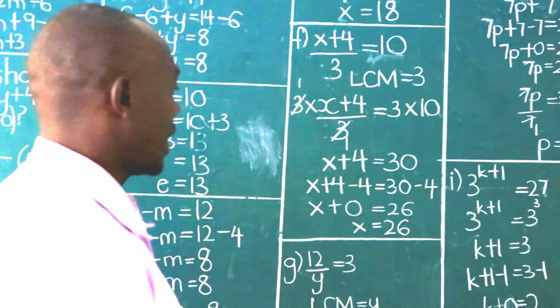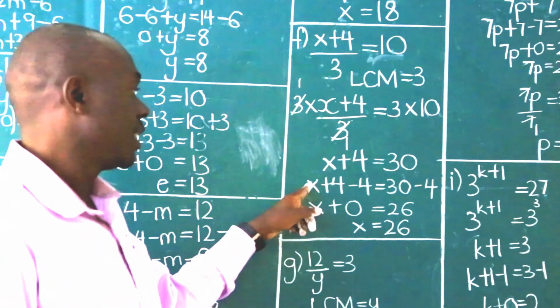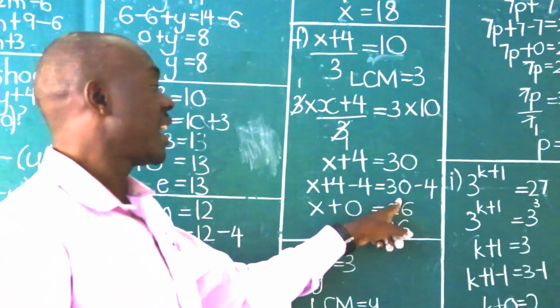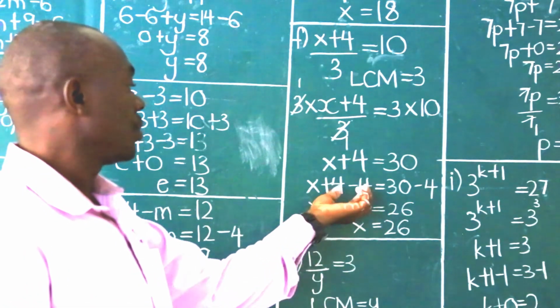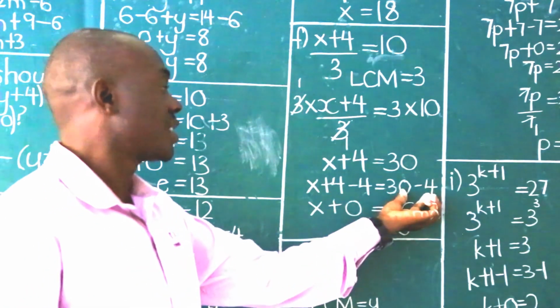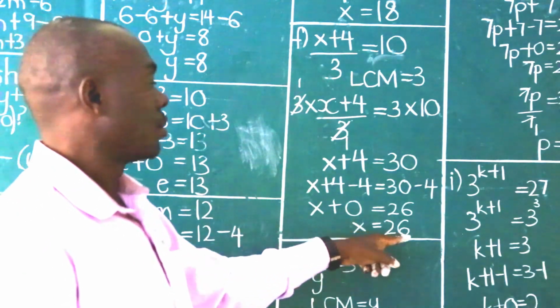And now you work out the value of x. You say x plus 4 minus 4 equals 30 minus 4. x plus 0 equals 26, that difference. Therefore, x is equal to 26.